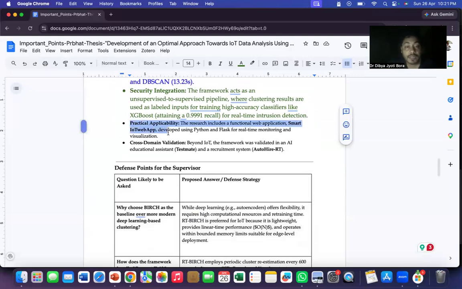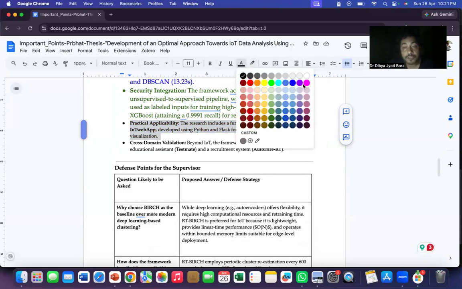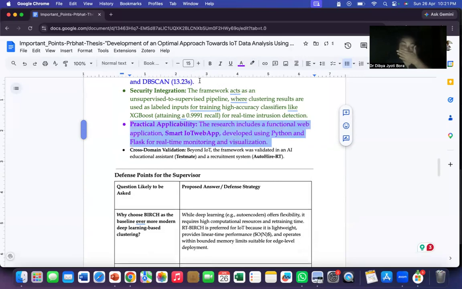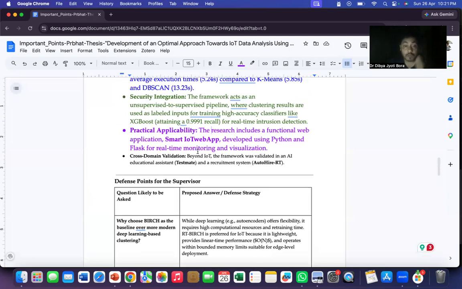Then practicability means applicability. What I already told you, it can be applied in the agriculture sector or health sector. So the research included a web application that we developed, a smart IoT web app. We developed it with Flask, Python and Flask, for real-time monitoring and visualization. That is also one of our outputs. And then cross-domain validation beyond IoT.